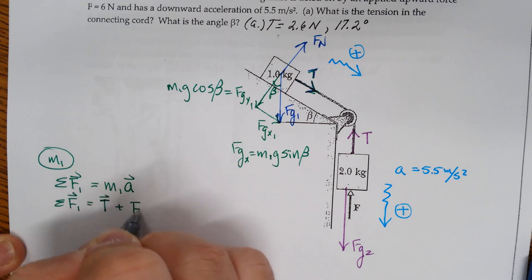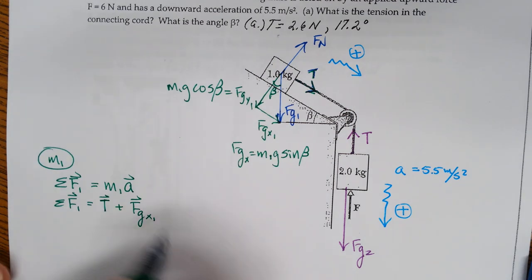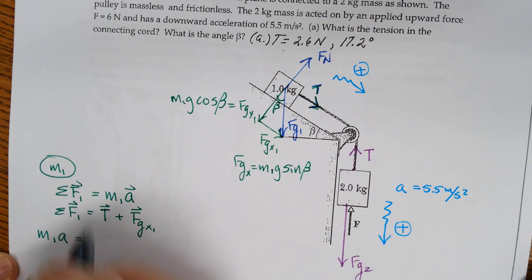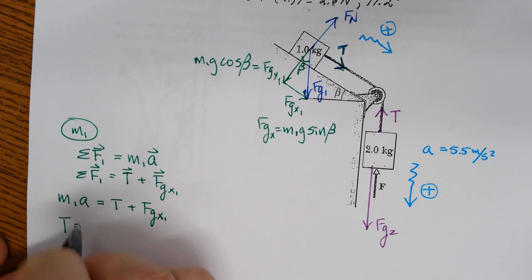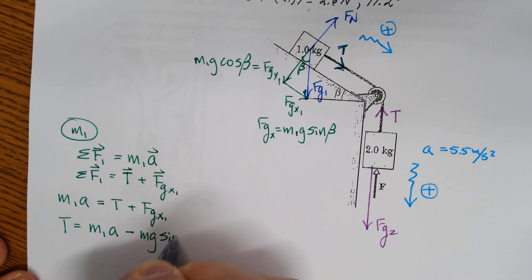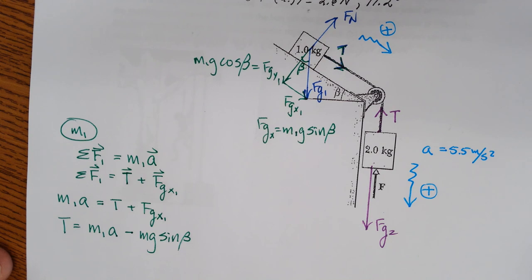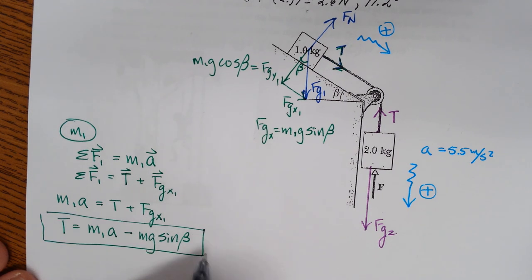So I have tension, plus I have Fgx1, the two forces that are going to make it accelerate that way. So m1a is equal to, and since this direction is positive, my tension is positive, my Fgx is positive. So tension plus Fgx. So when I solve for tension here, my tension is equal to m1a minus mg sine beta. So this is good to know, but we don't know the beta, so we can't really do anything with this yet.